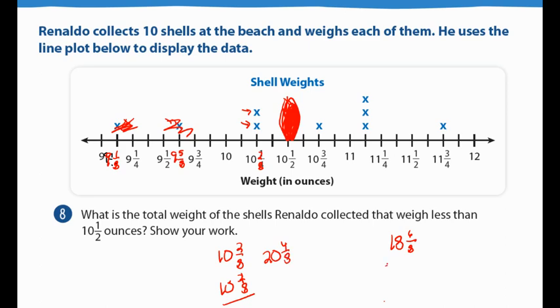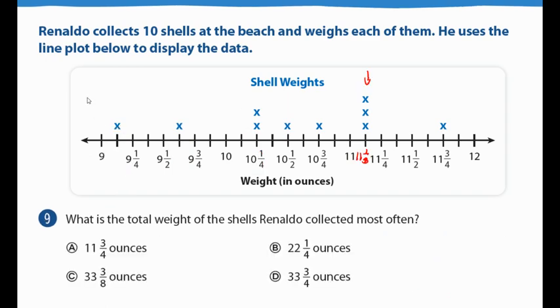So now I'm going to add those 2 together, and I'm going to get 38 and 10/8. We know that 10/8 would equal 1 and 2/8, so 39 and 2/8, or 39 and 1/4. Okay, so I would take either answer there. So let's go ahead and move on to the next one.